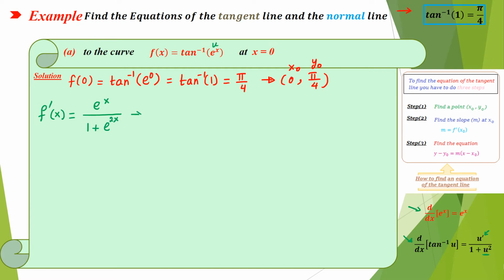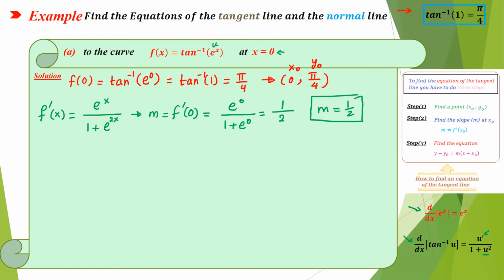Now you have to replace x equals 0 to find the slope at the given x. So m equals f prime of 0, and this equals e to the 0 divided by 1 plus e to the 0. And as you know, e to the 0 equals 1, so 1 divided by 1 plus 1, 2. So we have the slope equals 0.5 or 1 over 2.